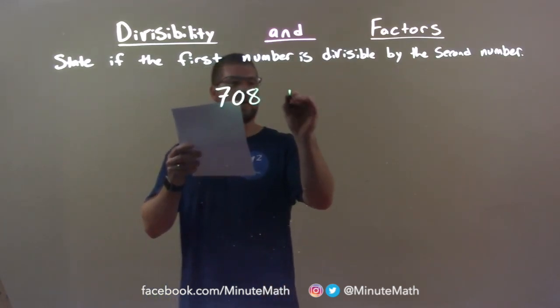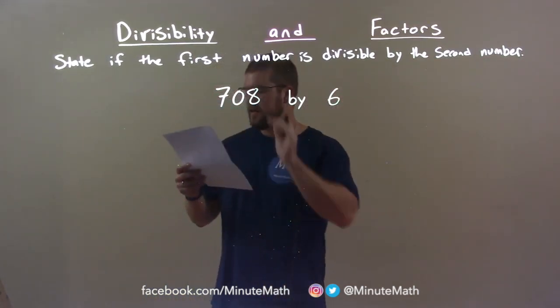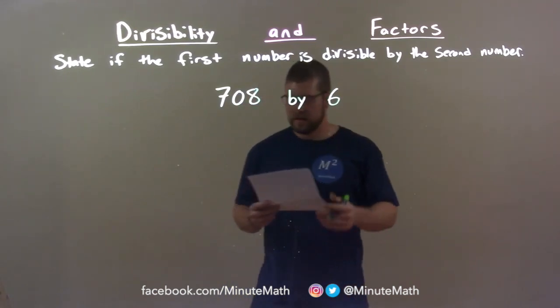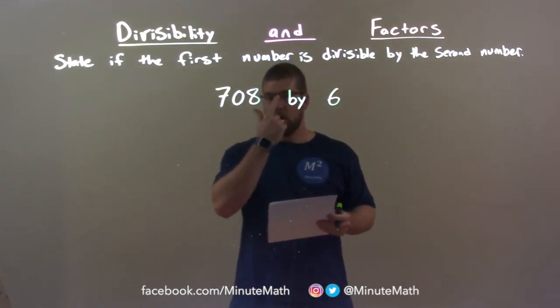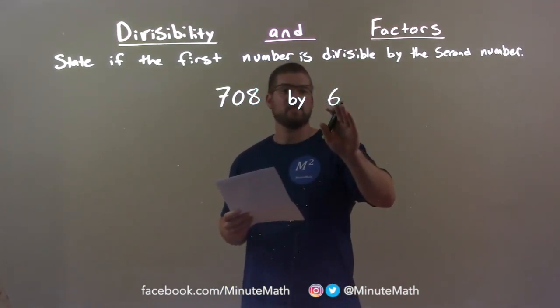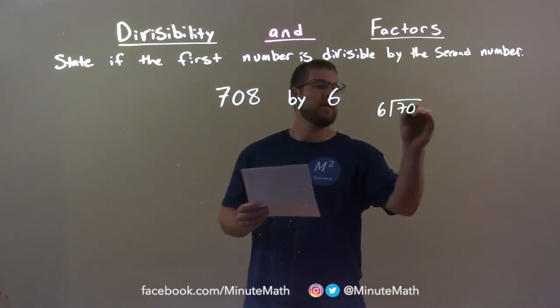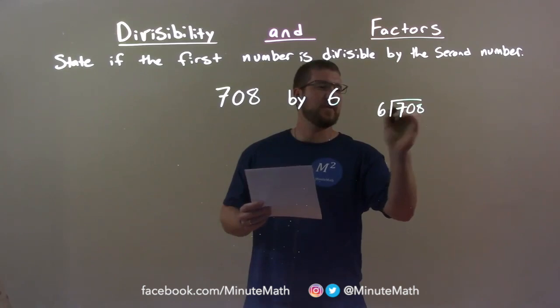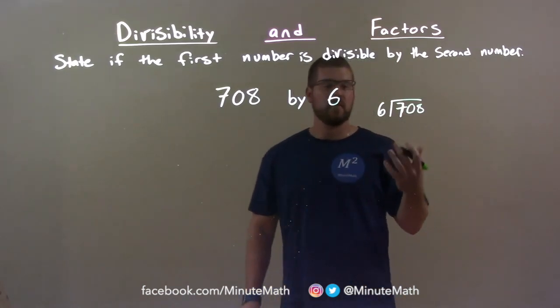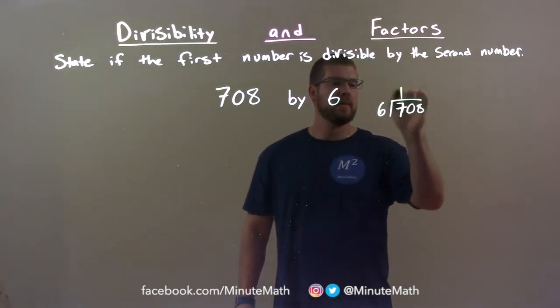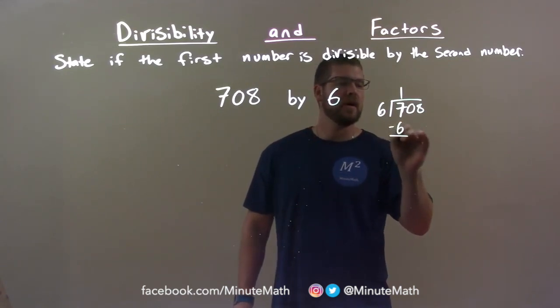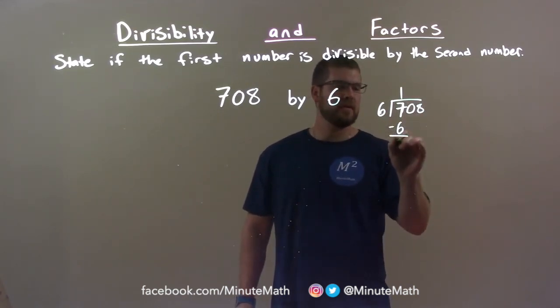Is 708 divisible by 6? Okay? Well, the first thing here, I just do long division. 6 into 708. Let's see what happens. 6 goes into 7 1 time. 1 times 6 is 6. Subtract. 7 minus 6 is 1.